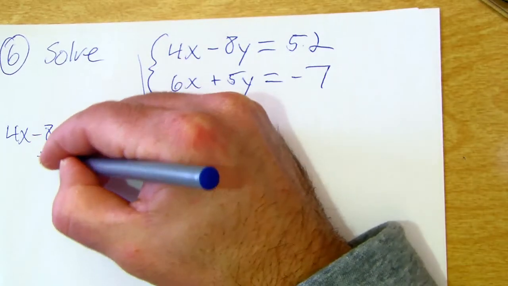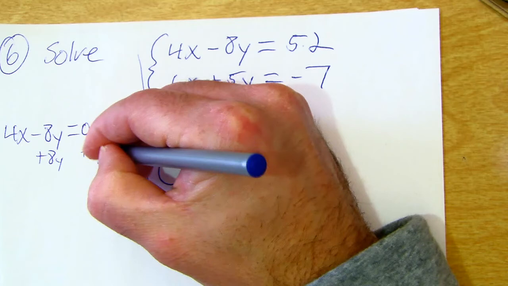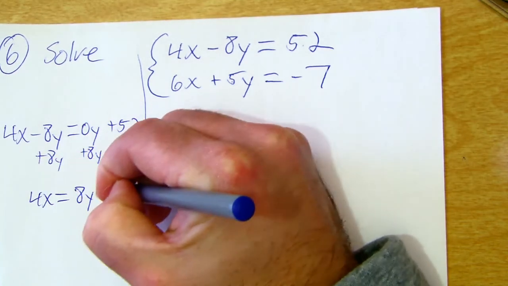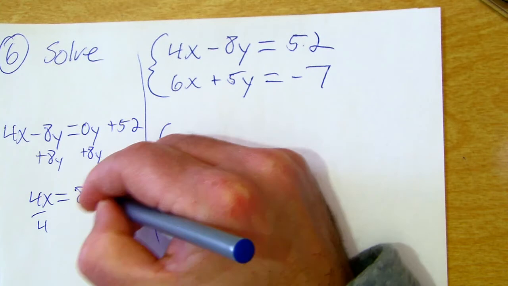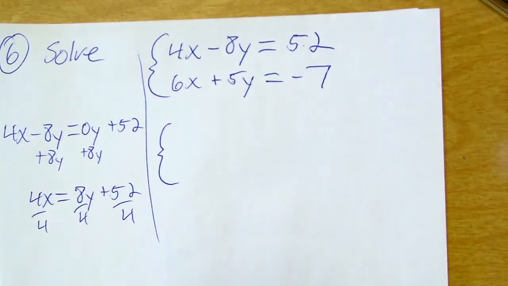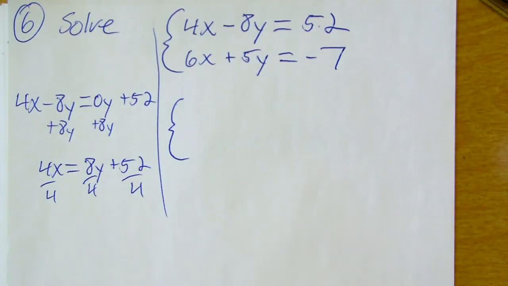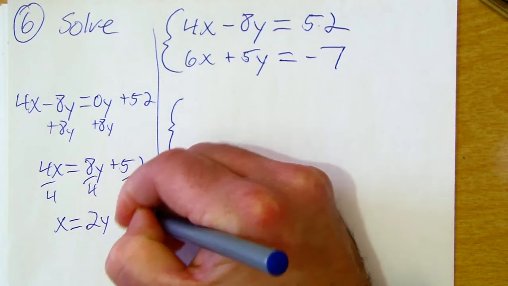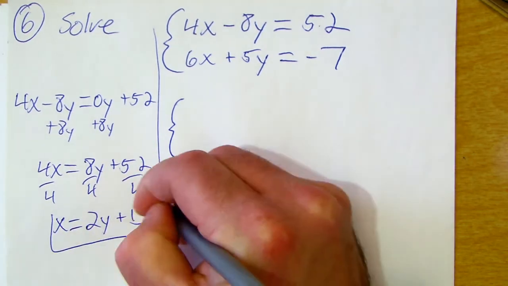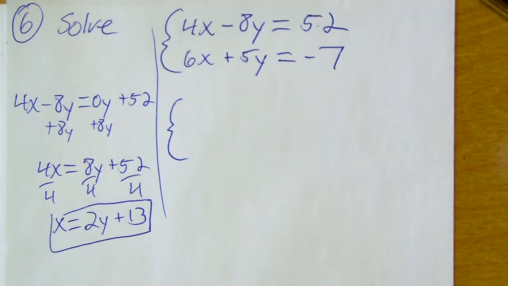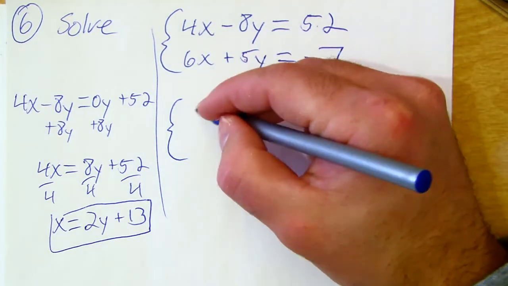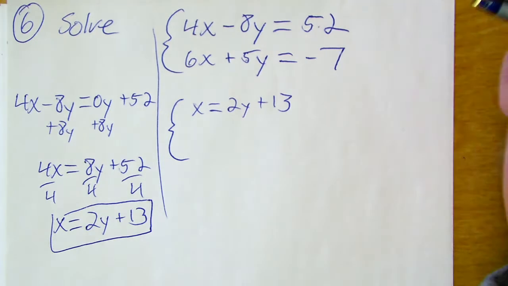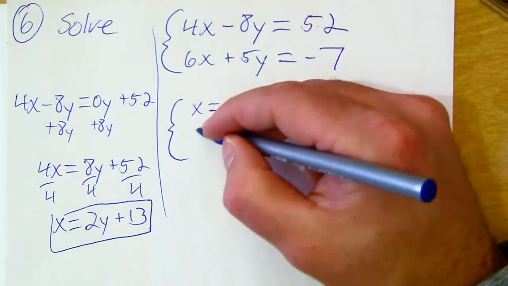So I'm going to add 8y to both sides, and divide everything by 4, like I said. So this is going to be x equals 2y plus 13. And again, the whole goal here is, make it as easy as possible. So my new equation is going to be x equals 2y plus 13. Not a new equation, but I solved for x, so it just looks a little different.